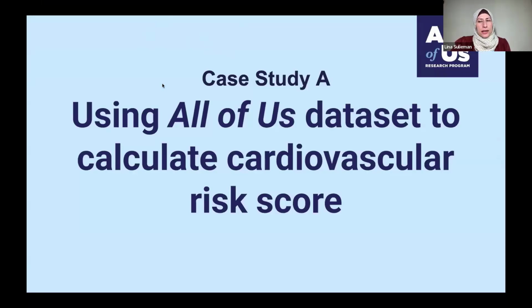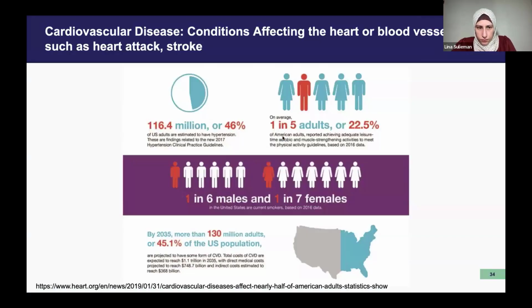This one is going to be really quick. So the first case study that we're going to go through, again, we're not providing codes. Once you sign up to the All of Us dataset or the researcher workbench, you will have access to the actual code. One of the first case studies is how we're going to use the All of Us data in order to calculate the cardiovascular risk score.